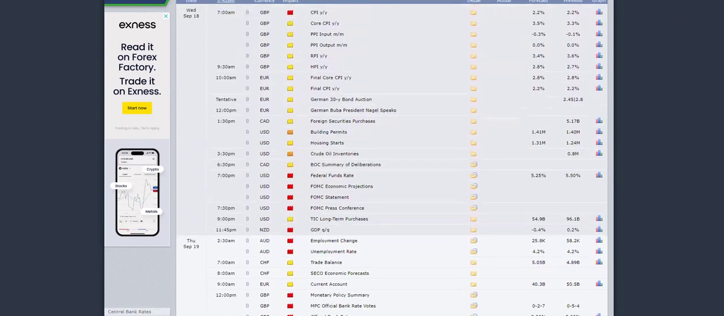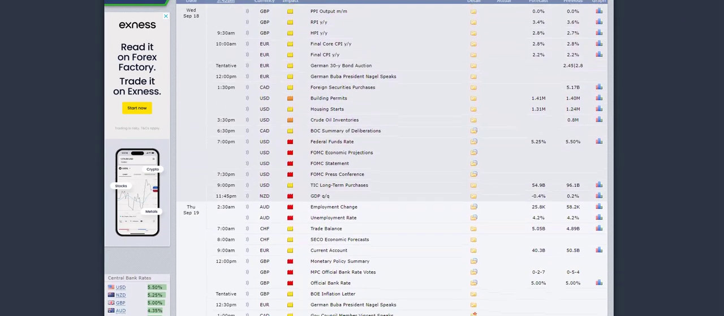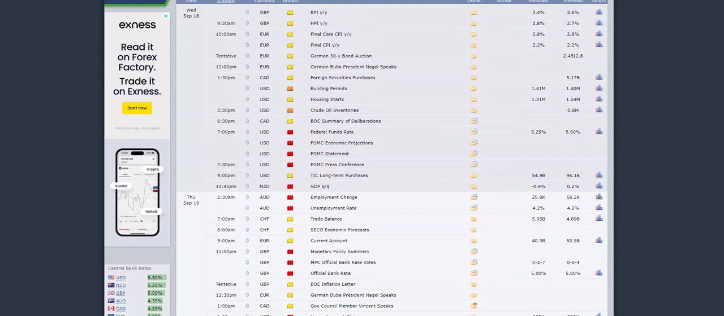On Wednesday, we'll have FOMC by 7 a.m. We also have a GDP news on New Zealand, quarter by quarter, and this is an important news, so you can compare it with the last interest rate. I also have another news here, AUD employment change and unemployment rate, so you can monitor this.